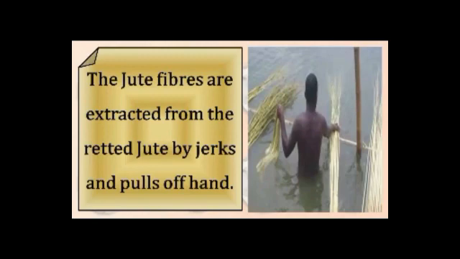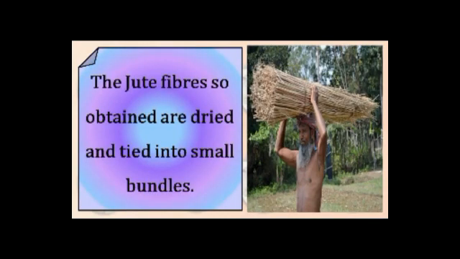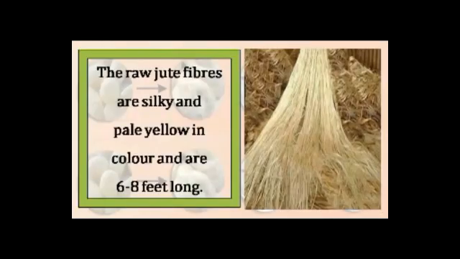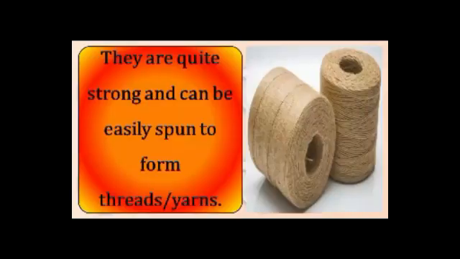Children, the jute fibers are extracted from the retted jute by jerks and pulls of hand. The jute fibers so obtained are dried and tied into small bundles. The raw jute fibers are silky and pale yellow in color and are 6 to 8 feet long. They are quite strong and can be easily spun to form threads or yarns.